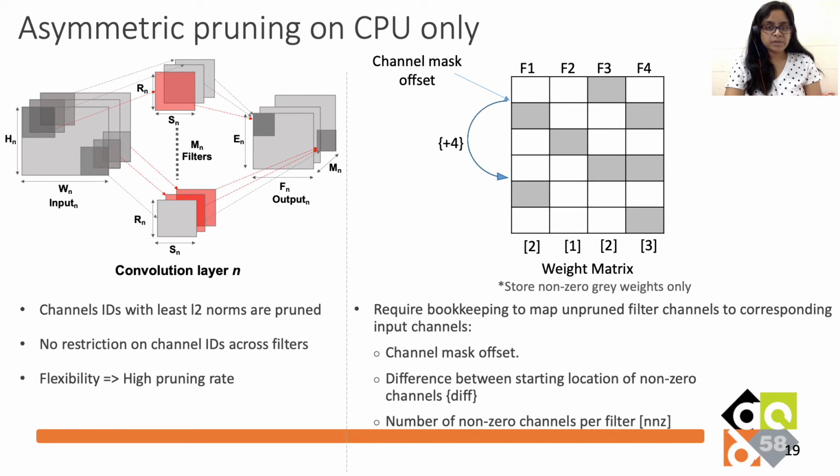For asymmetric pruning, channel IDs with the least L2 norm values are pruned, with no restrictions on what channel IDs to choose. This flexible nature leads to higher pruning rates. However, it needs a bookkeeping mechanism to map unpruned filter channels to corresponding input channels. For more details, please look at the paper.